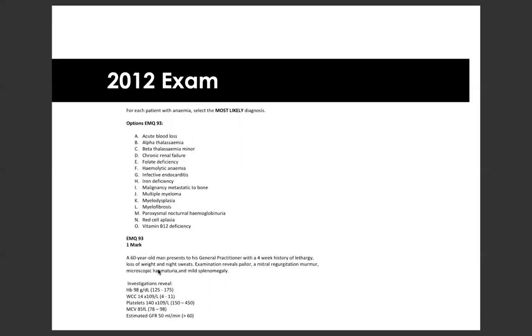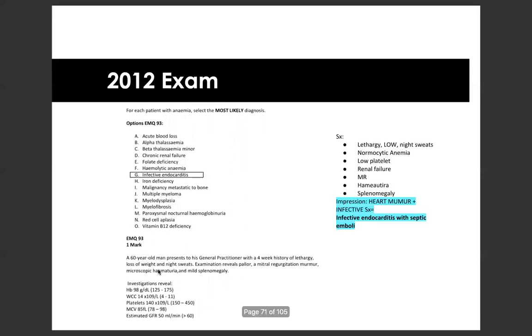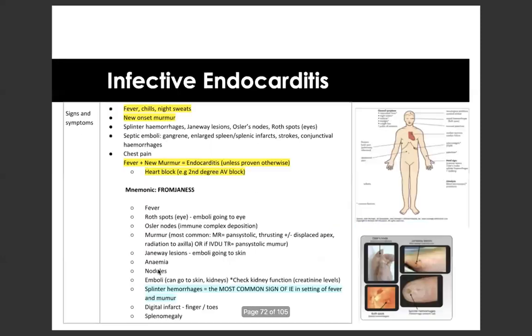Yeah, so it's infective endocarditis. So I guess the main take-home message is heart murmur plus infective symptoms is infective endocarditis until proven otherwise. And the other symptoms such as the splenomegaly and the hematuria are all signs of septic emboli in infective endocarditis.